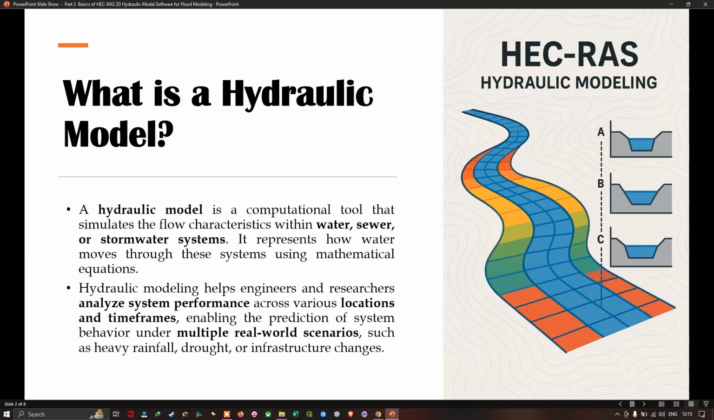Hydraulic modeling helps engineers and researchers analyze the system performance across various locations and time frames, enabling the prediction of system behavior under multiple real-world scenarios such as heavy rainfall, drought, or infrastructure changes.